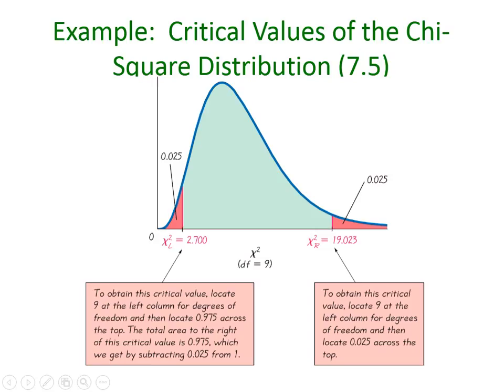Now, what would I have for my left tail? The way we write that, because you do have two critical values, is chi-squared on the right, with a little sub r to say that is the right chi-squared value. To get my chi-squared on the left, if I want 0.025 on the left, what's the area on the right?